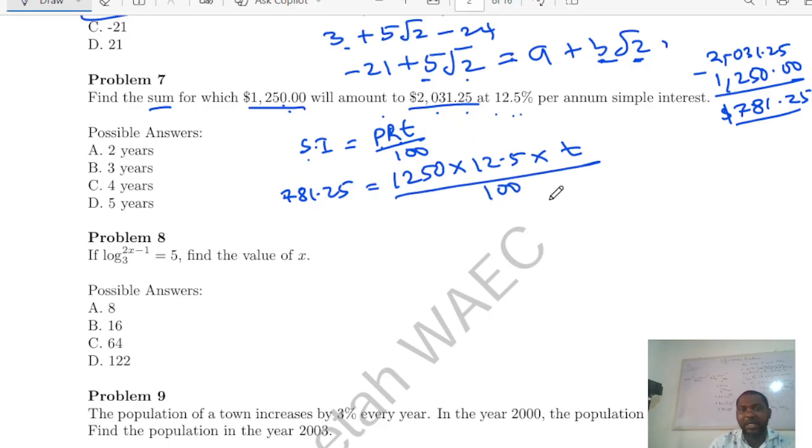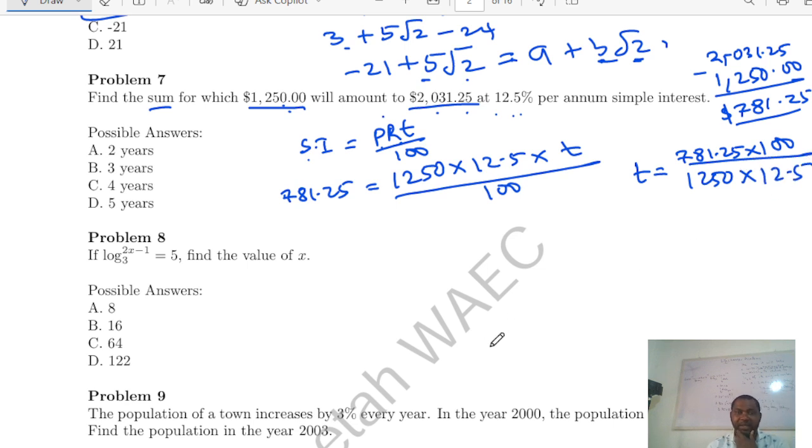So we can make the time the subject of the formula by cross multiplication. If we cross multiply, we are going to have 781.25 times 100 divided by 1,250 times 12.5. I hope that makes sense. Okay, so I have a calculator here. Let me do this quickly.